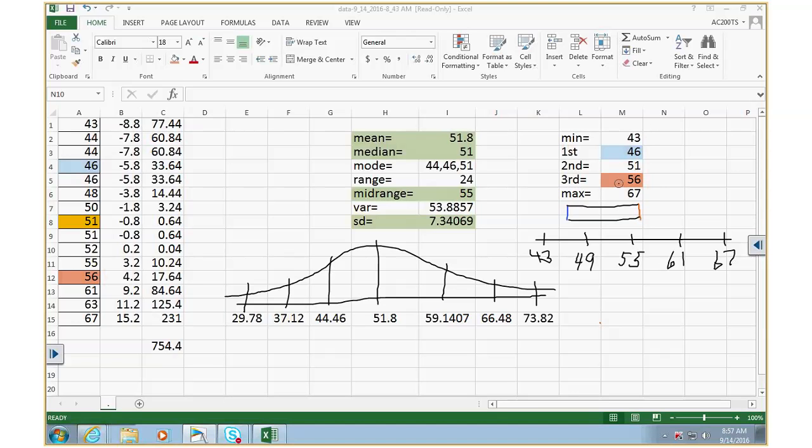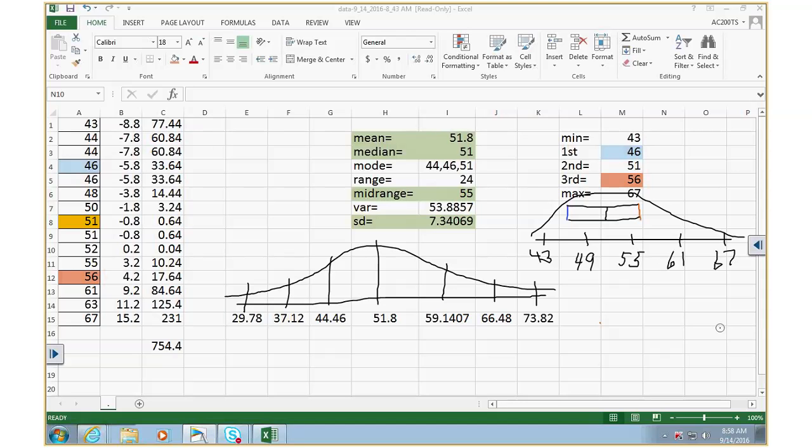And the mean is where? 51, which 49 to 55 is what? 6, 3, be 51 right in here. So as far as our data goes, not our normal distribution, but our data, what does our data look like? Looks like it's a little bit skewed what? Skewed right, a little bit.